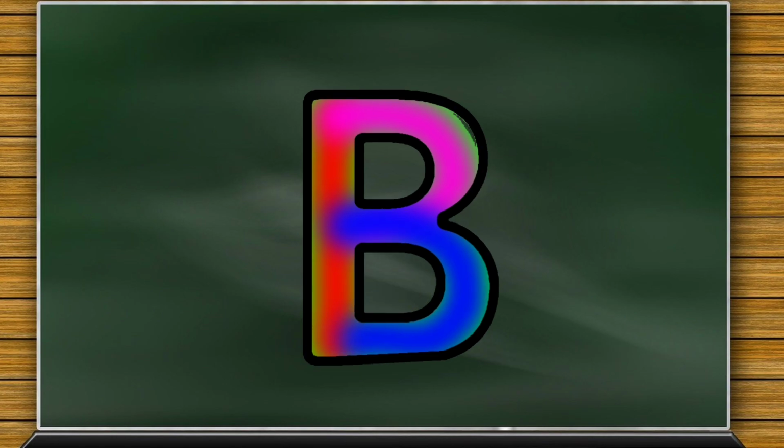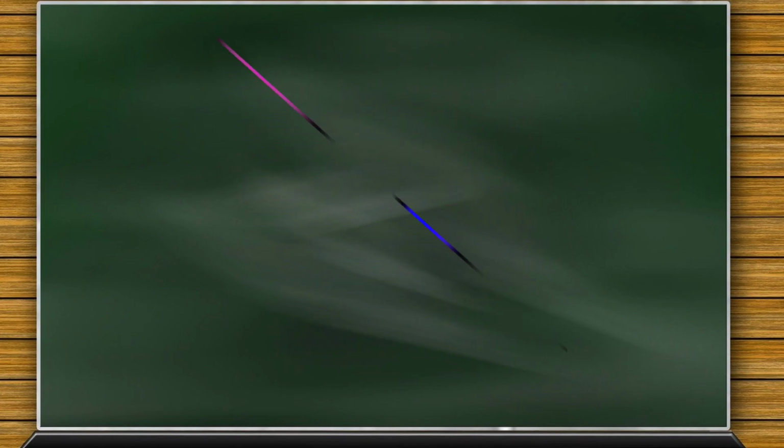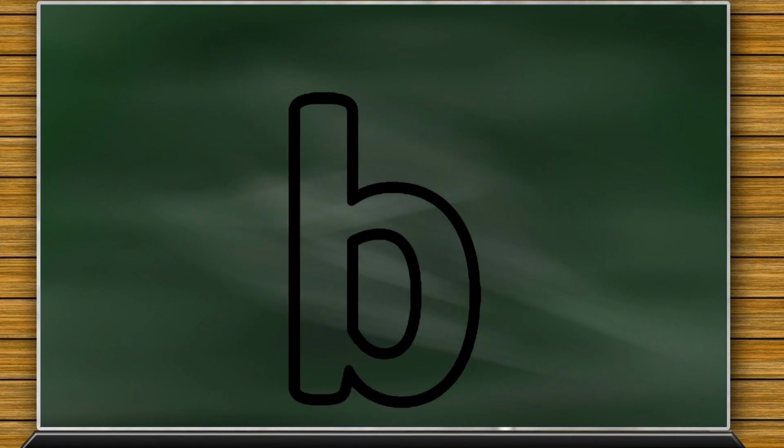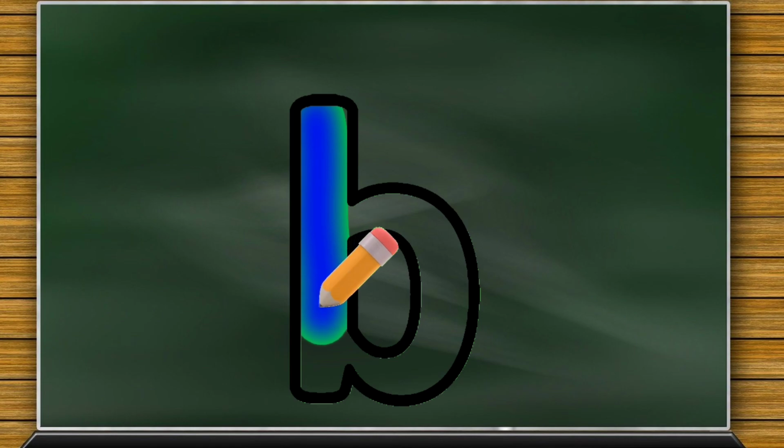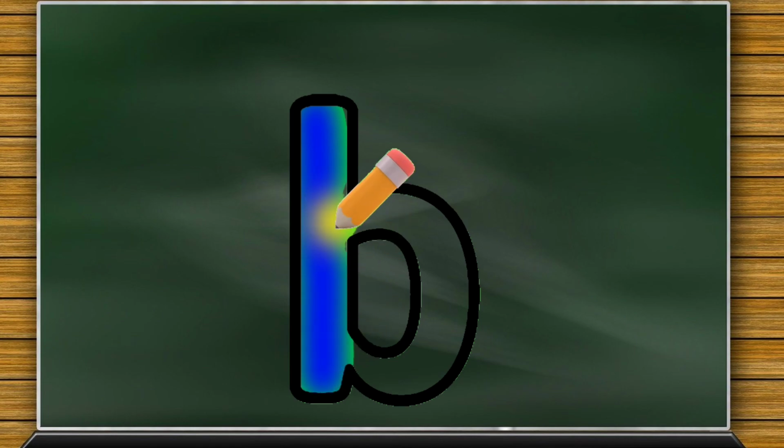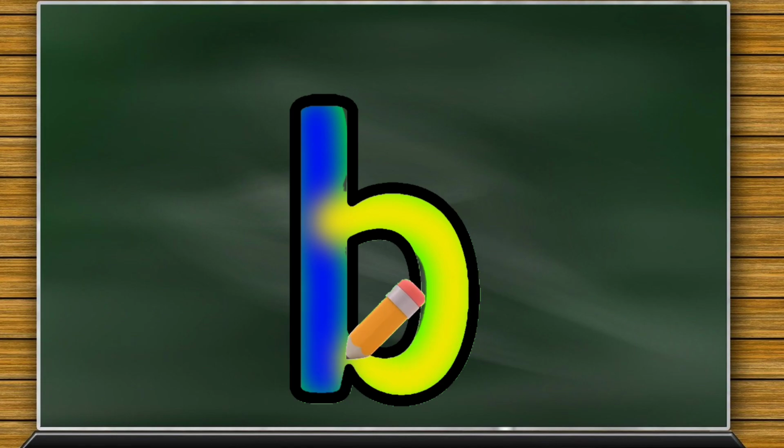Good! Now we have capital letter B. Now, let's move on to the lowercase letter B. To draw a lowercase b, we'll need to make a straight line on the left from top to bottom. Then make a semicircle from the middle to bottom of the straight line you made earlier. Great! Now we have small letter B. Let's draw again.